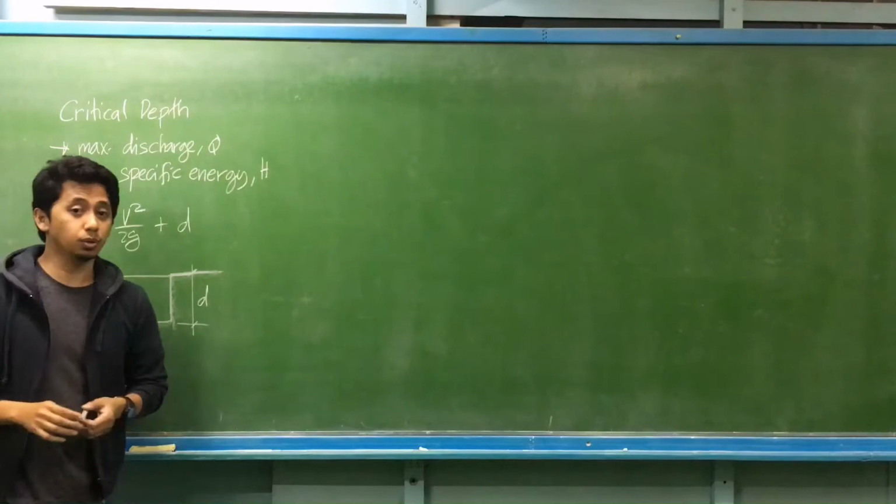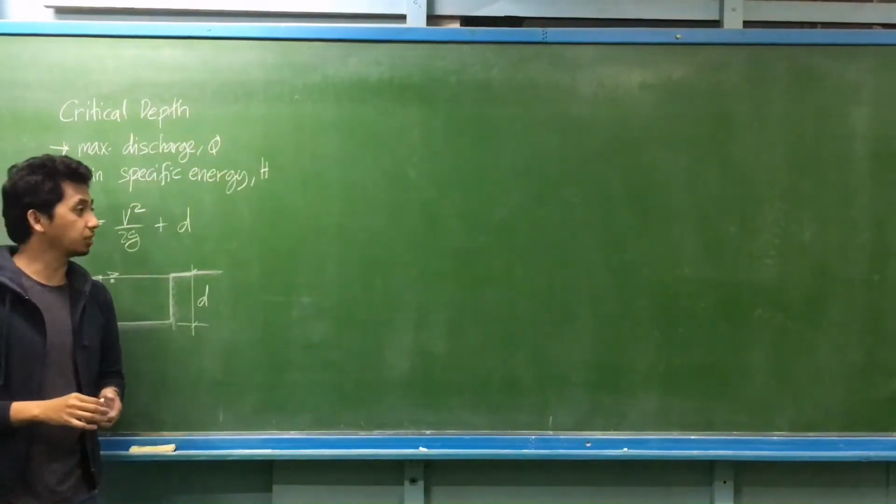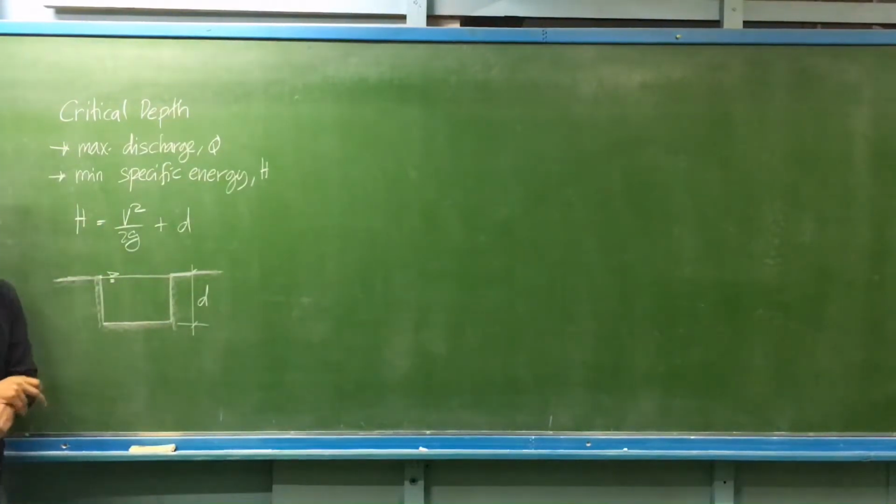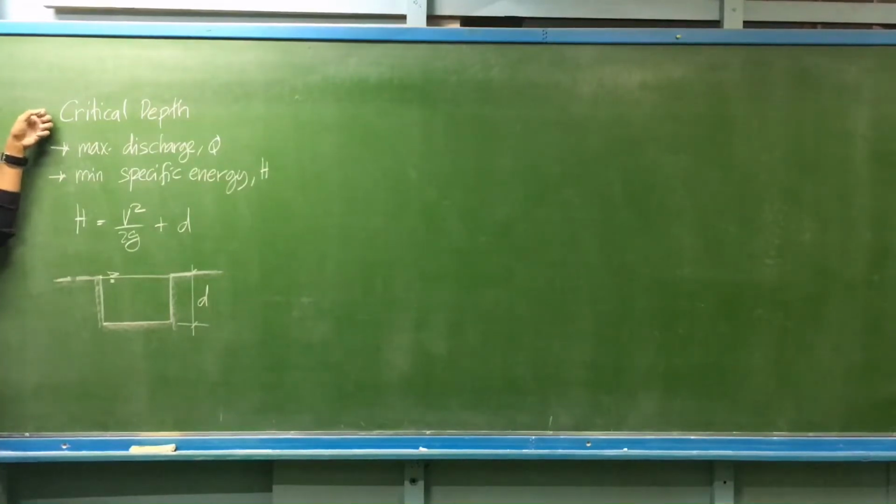So we proceed to critical flow. We need to determine the critical depth of flow on open channels. In a critical flow, we have a maximum discharge and minimum specific energy. Usually in these kinds of problems, what we look for is the critical depth of flow in an open channel.